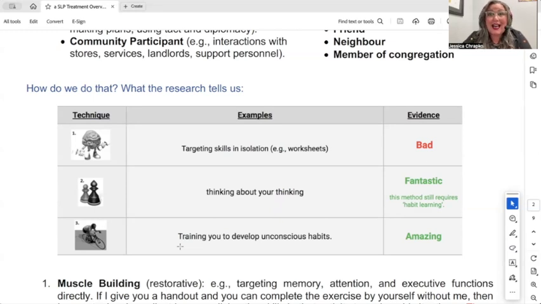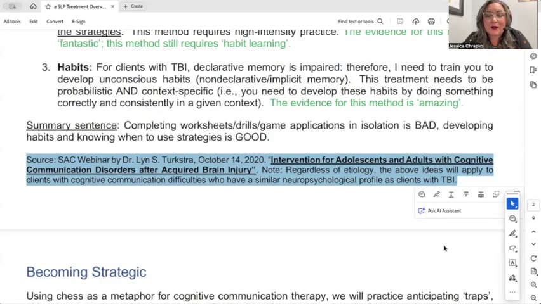So essentially, I just hammer home metacognitive skills and we practice and practice and practice, applying them to functional tasks and situations until it becomes a habit for the client. And in my 10 years of doing cognitive communication treatment, I tell you, it really does work. Importantly, my reference for this research is Dr. Lynn Turkstra's presentation on intervention for adolescents and adults with cognitive communication disorders after acquired brain injury.